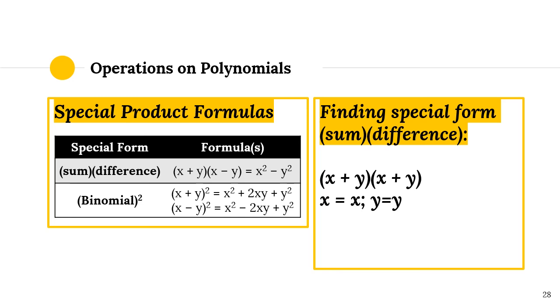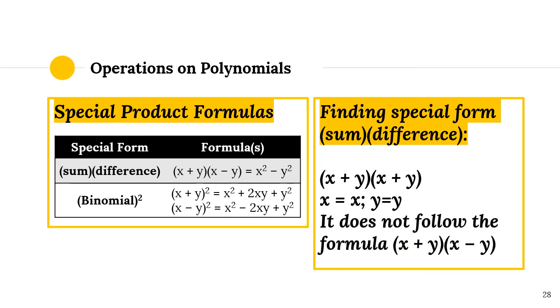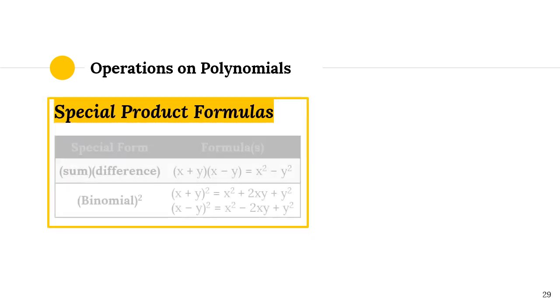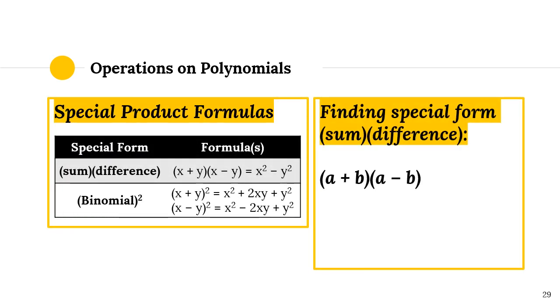So we have x is equal to x, y is equal to y. It does not follow the formula x plus y, x minus y. It follows the formula x plus y squared. So sum and difference doesn't apply in here. Let's have a second example.